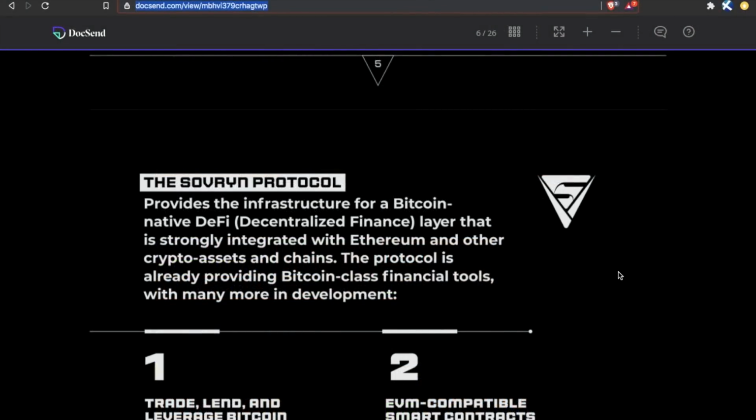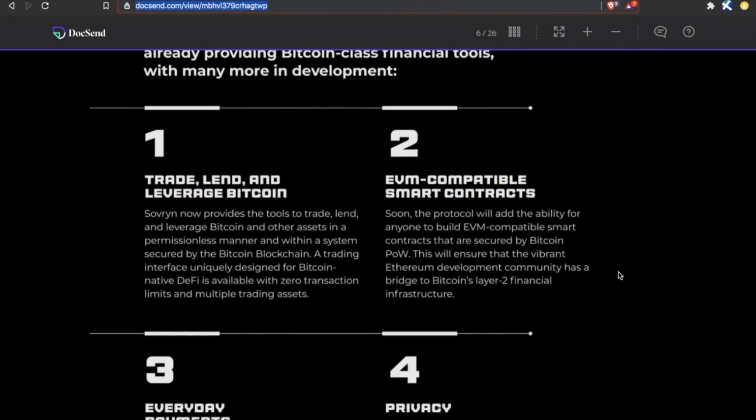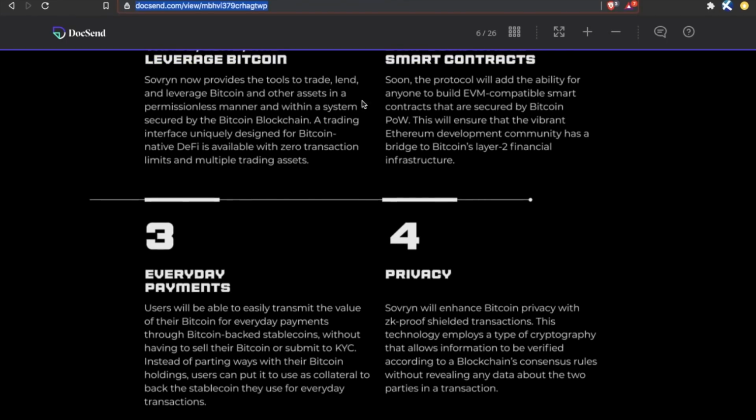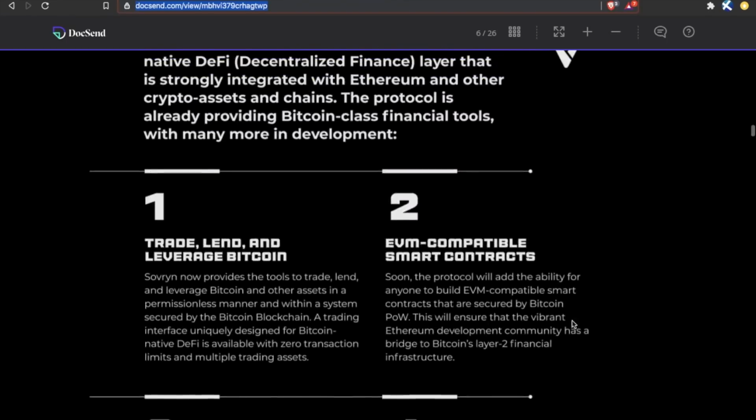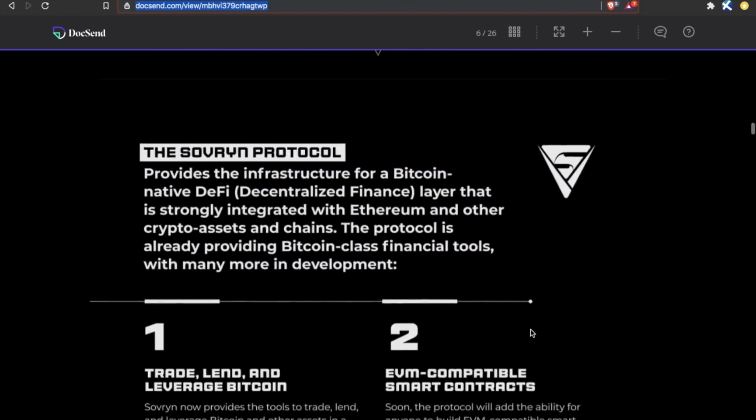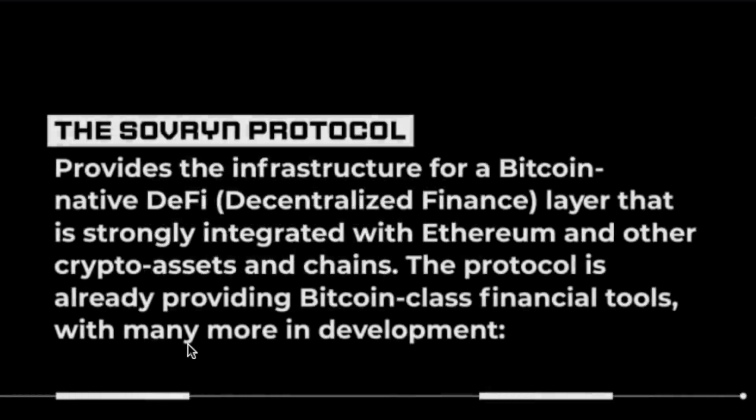But let's keep moving back to the black paper. What are the details of the Sovryn protocol? I'm talking privacy. I'm talking Ethereum compatibility. Let's talk about it. The Sovryn protocol provides the infrastructure for a Bitcoin native DeFi layer that is strongly integrated with Ethereum and other crypto assets and other chains.